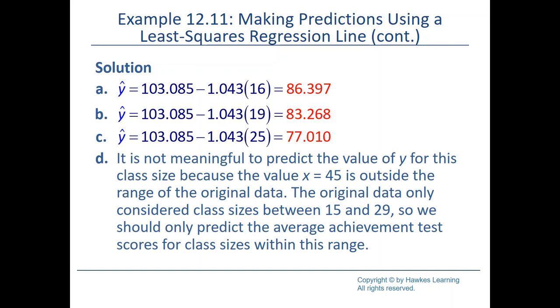Technically, it's not meaningful to predict the value of the testing average for a class size of 45 because 45 is outside, well outside, the original range of data. The original range of data actually was between 15 and 29. So we can only use numbers that are between 15 and 29 to be predicted on this. We cannot say that it's outside of this at a class size of 50. That would mean I need more data there to be able to use a different model.